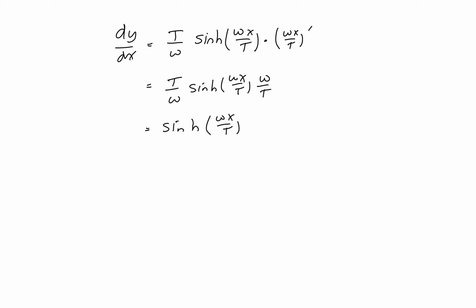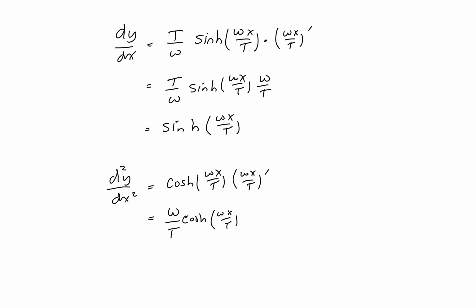And now I'm also going to need the second derivative, because I was looking for that for my differential equation. So this will give me hyperbolic cosine. And then the chain rule says I have to take the derivative of what's inside, so that will just be w over T. And I get this back.